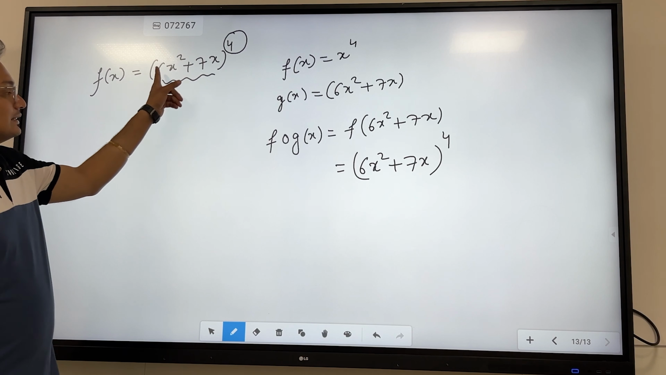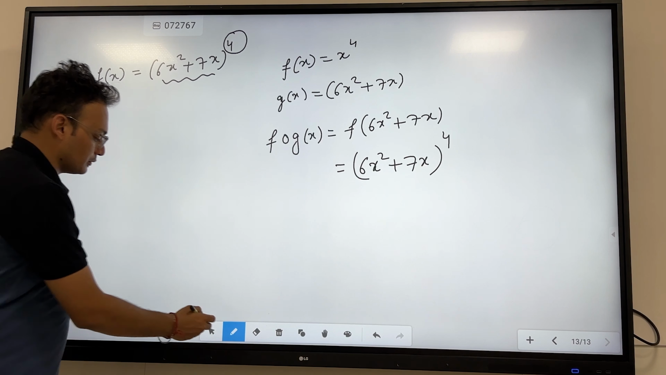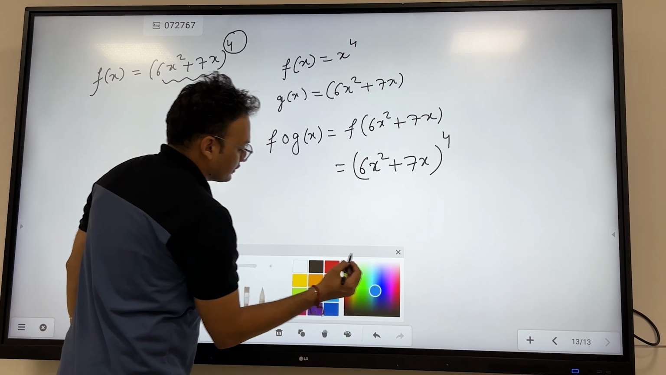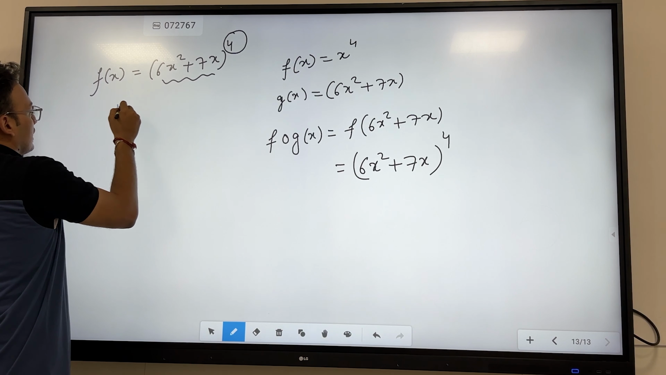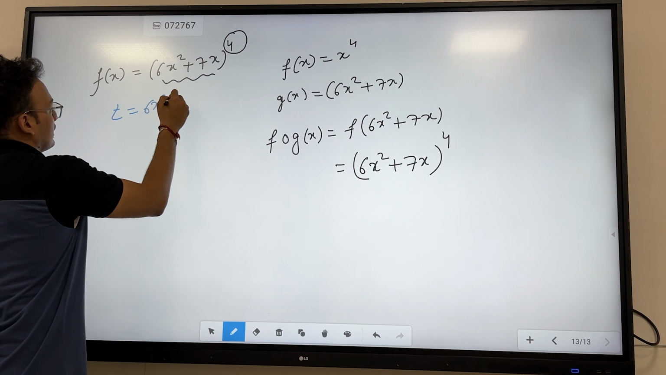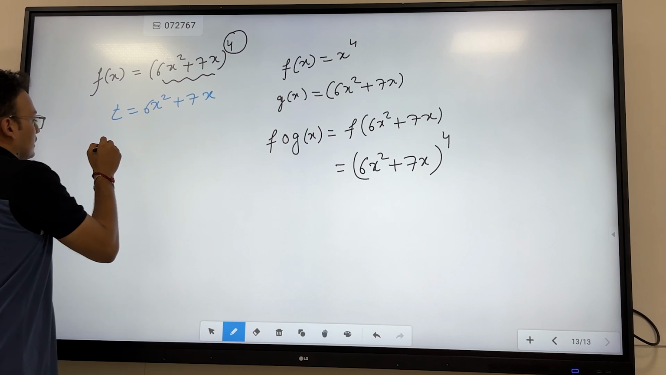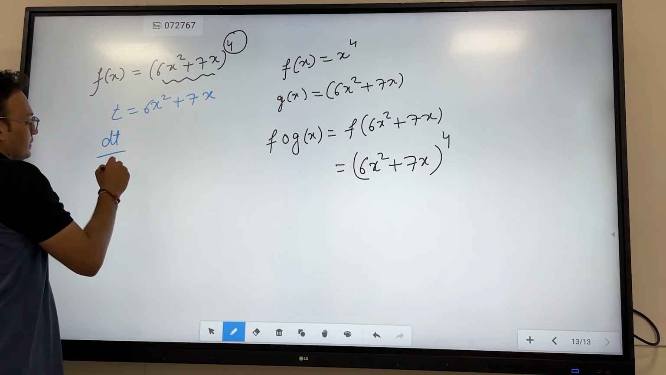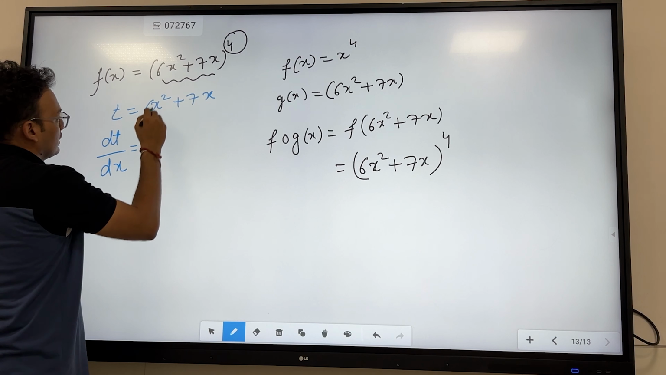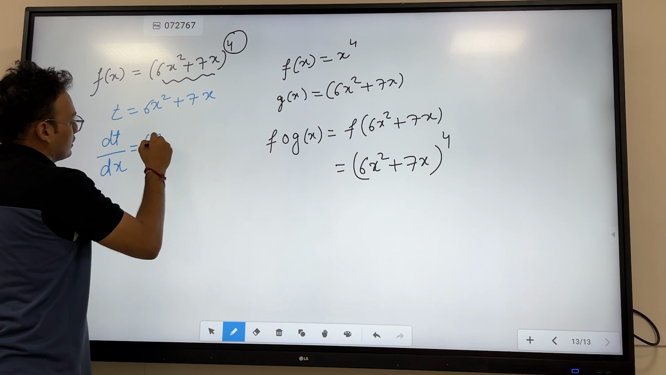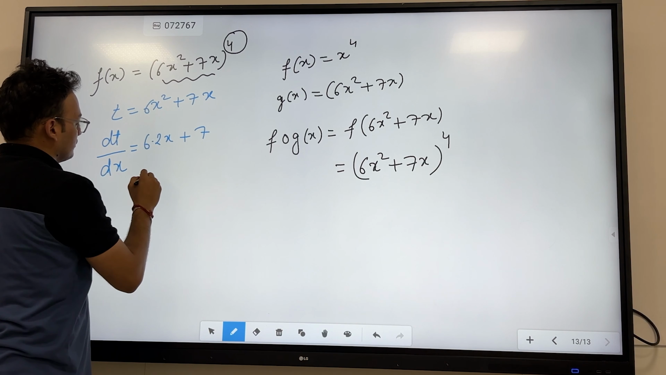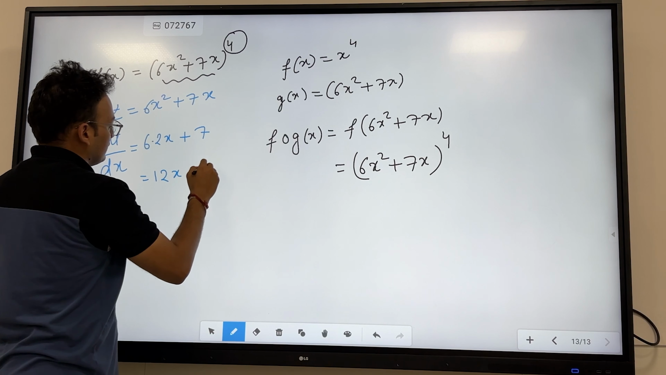See, so can I say this is composition of function, and in the composition of function, I told you that you can put the inside function as t. So I will put t as 6x squared plus 7x, right? So dt over dx will be, now the differentiation, this will be 6 times 2x plus 7, which is 12x plus 7, right?